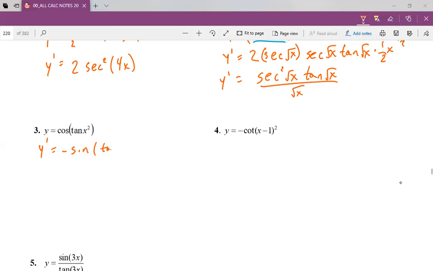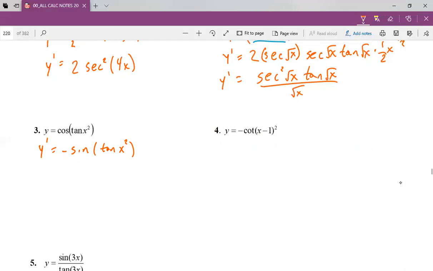Inner stays the same. The inner part stays the same. And that inner part is tan x squared. It is the angle that's being squared here. That doesn't mean tan x times tan x. That means tan of x squared.